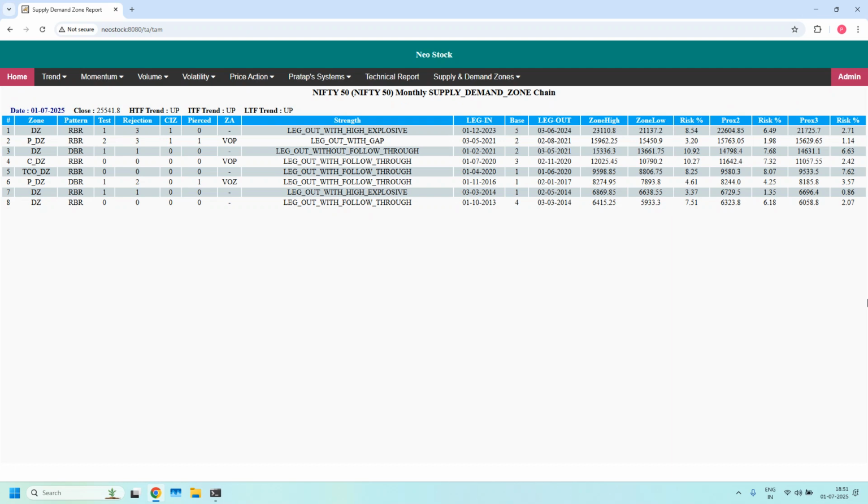In all supply demand zone chain reports, always look into the zone column to find the high liquidity zones. Look into the pierced column to find the pierced zones. Always look into the LTF trend to find the trend of the current time frame you have selected. And you already know one time frame higher is ITF and one more time frame higher is HTF trends. And also don't forget to pause the video when you are moving from one report to another report. Please follow these rules for all the supply demand zone chain reports.